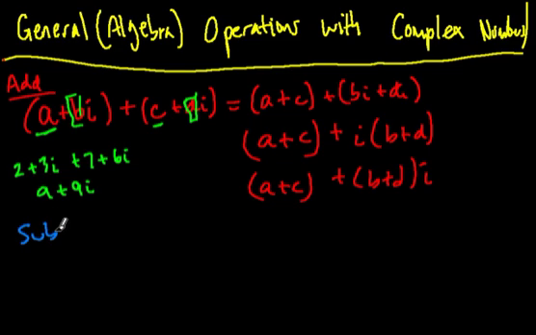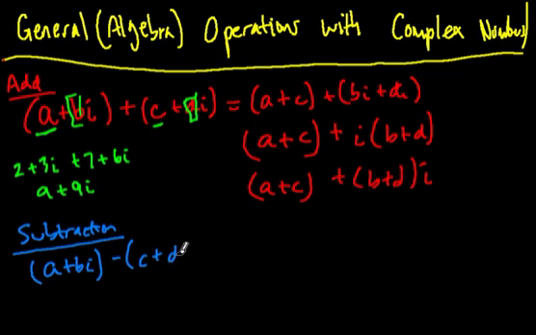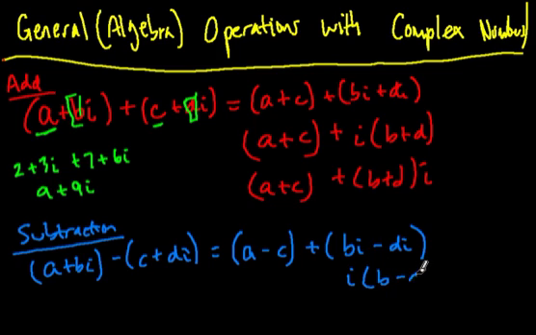Subtraction, almost identical. Except now the idea is we're subtracting. So if you have a plus bi minus c plus di, well, we subtract the like parts instead of add them. So we have a minus c, and then we have to remember to add in the bi minus di. So bi minus di, what is that? Well, just like before, we can think of i as the common factor, a minus c plus i times b minus d.